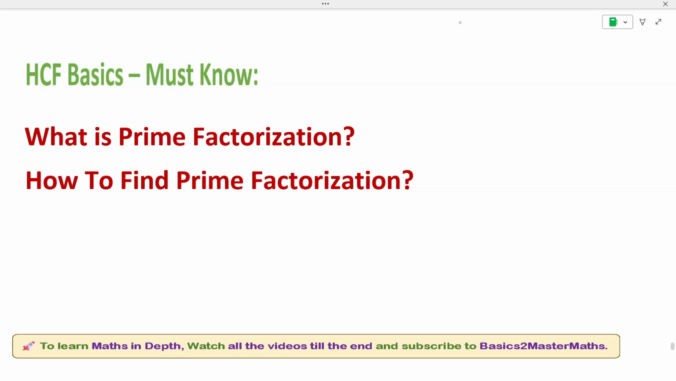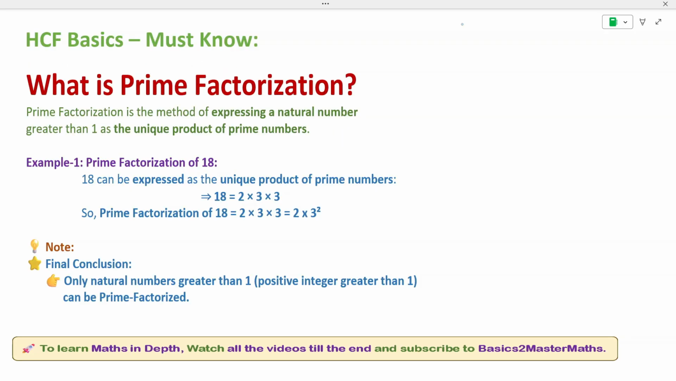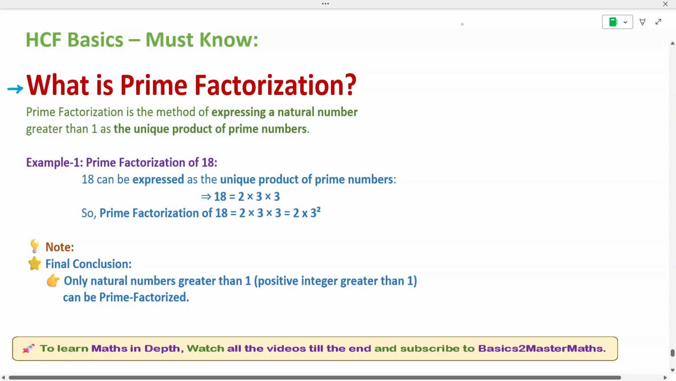Today we will see HCF basics. Under that, we will see what is prime factorization and how to find prime factorization. First, let us see what is prime factorization.